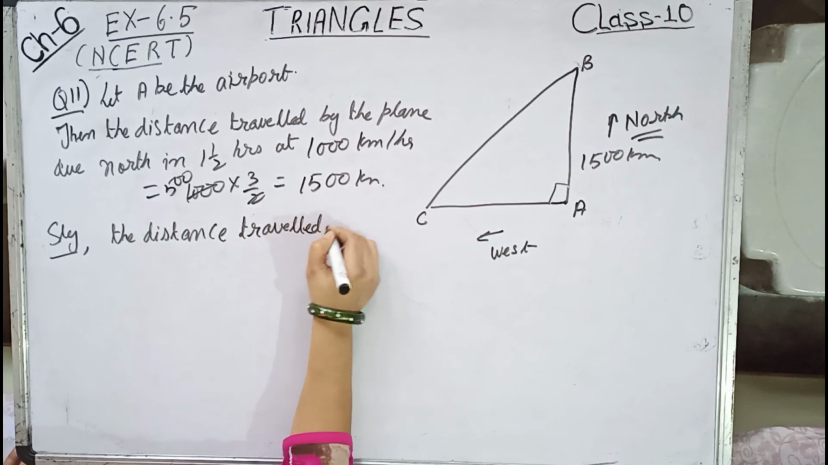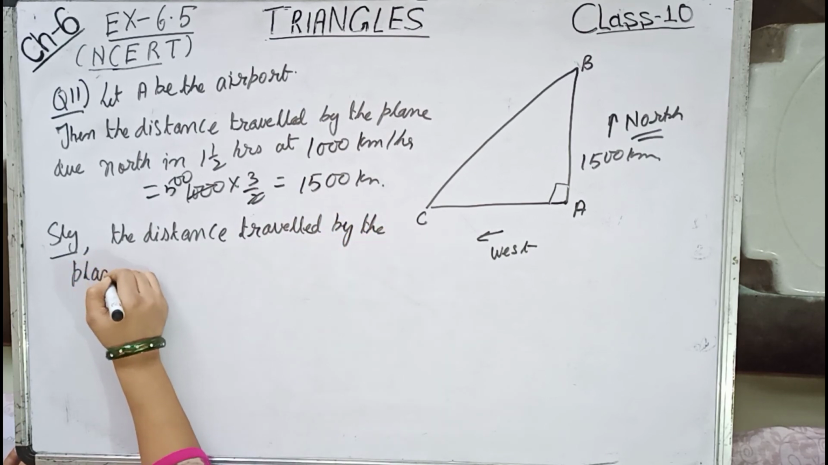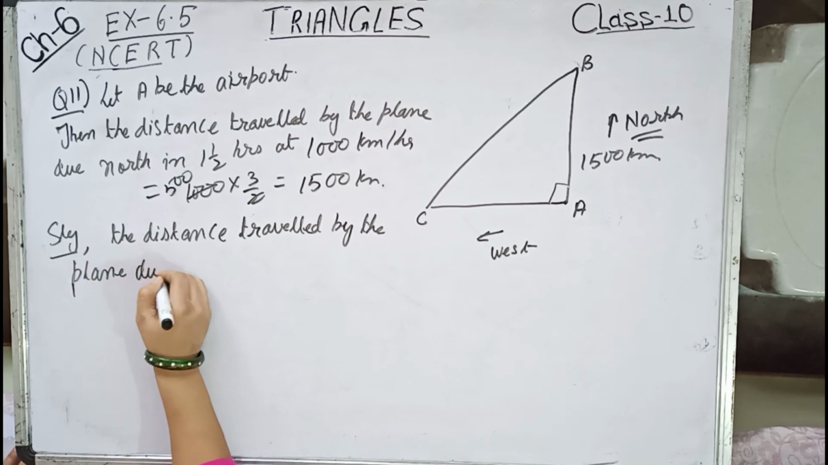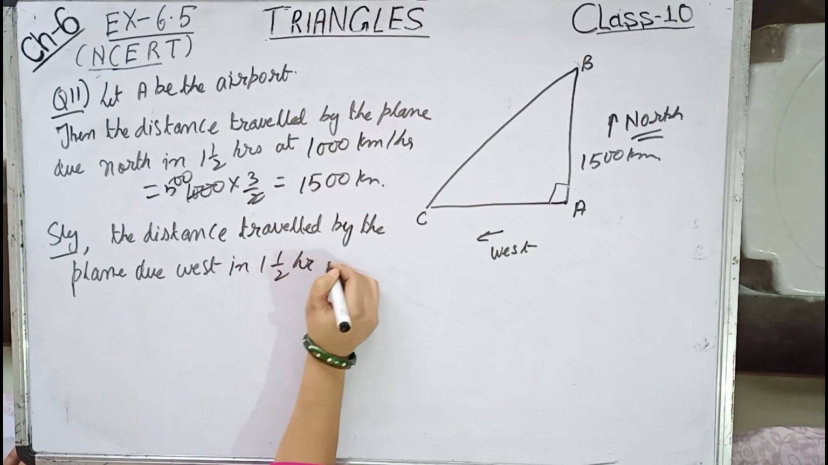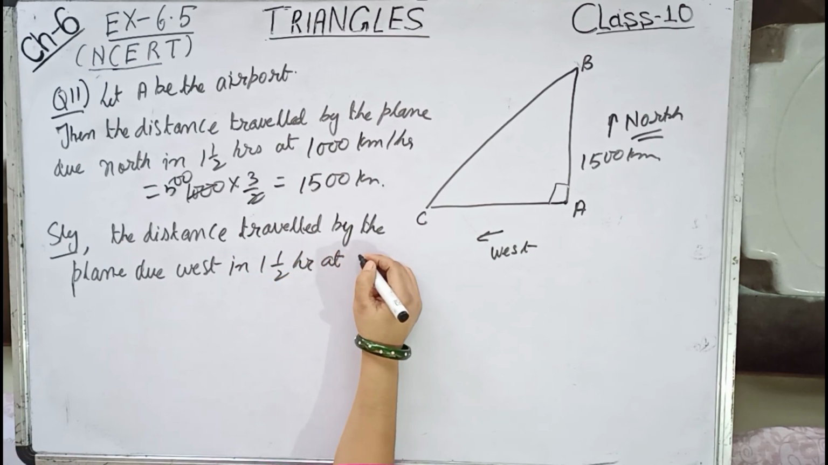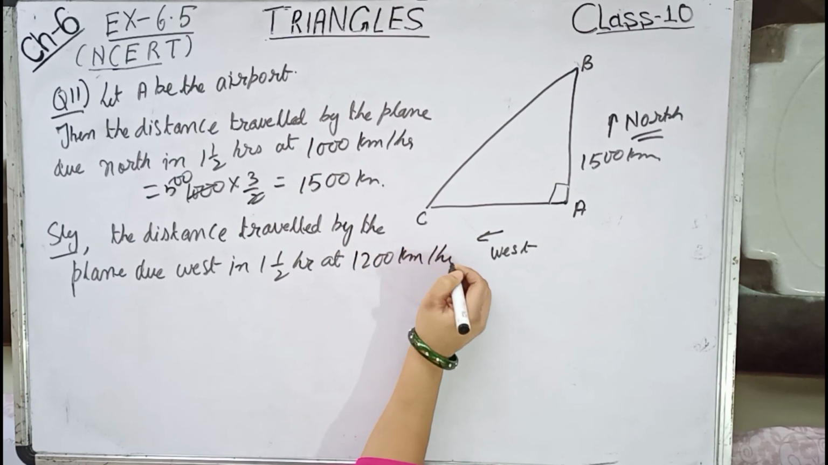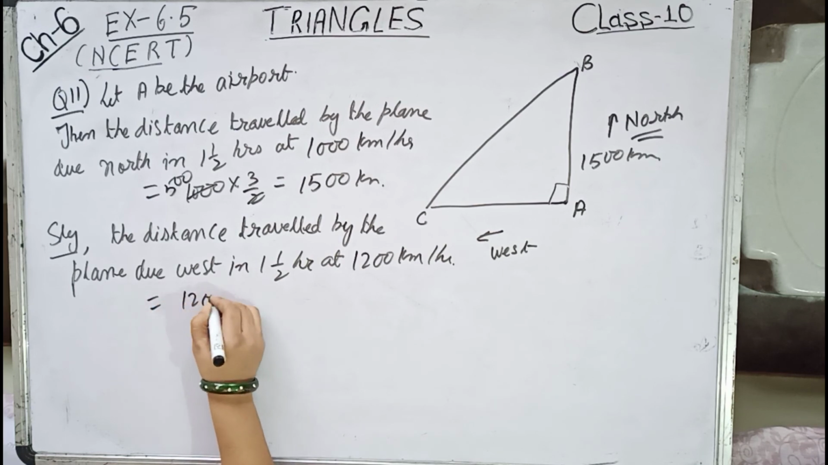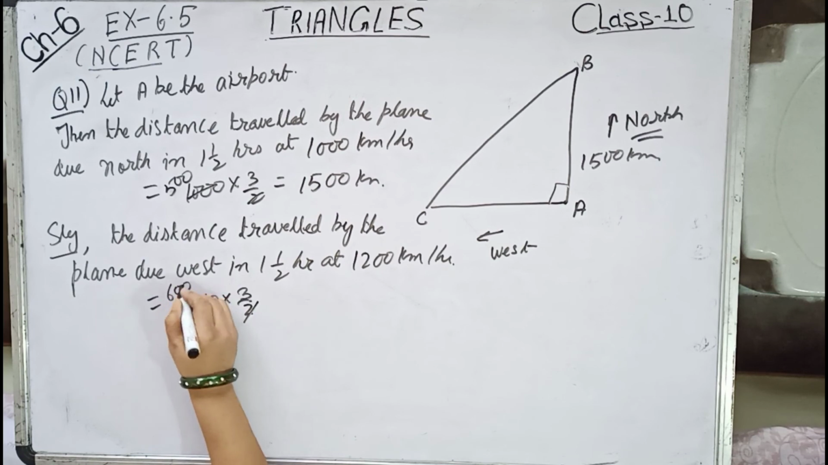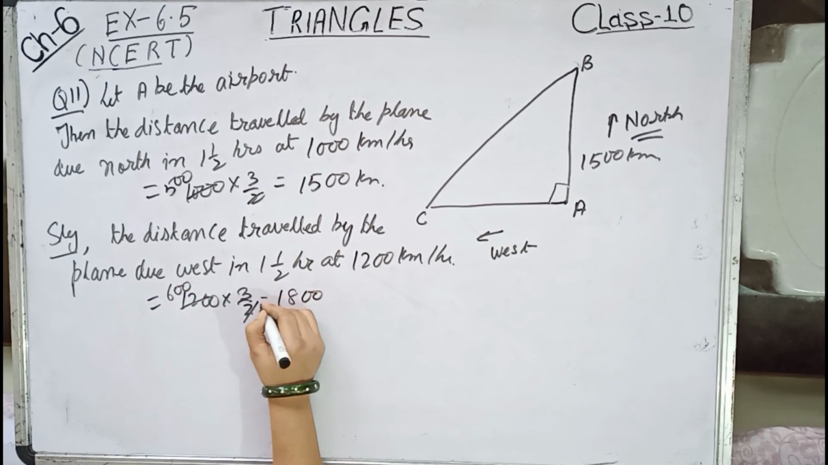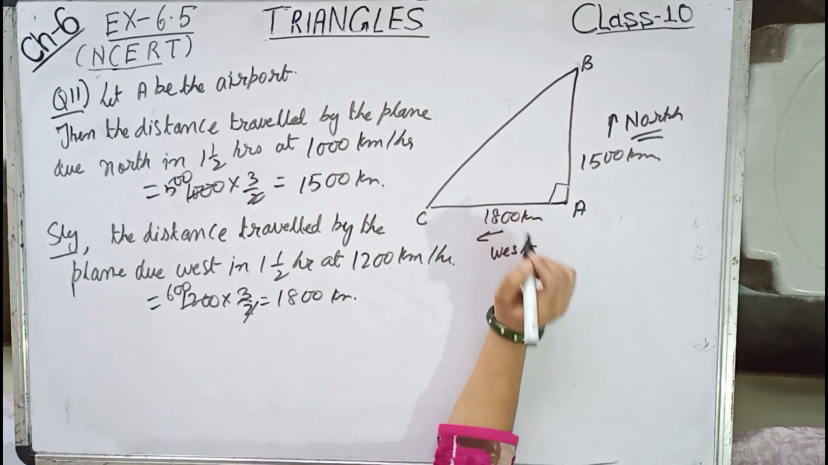The distance traveled by the plane due west in 1.5 hours at, what was the speed? 1200 km per hour, equals 1200 into 3 by 2 equals 1800 kilometer. So this one we will take as 1800 kilometer.